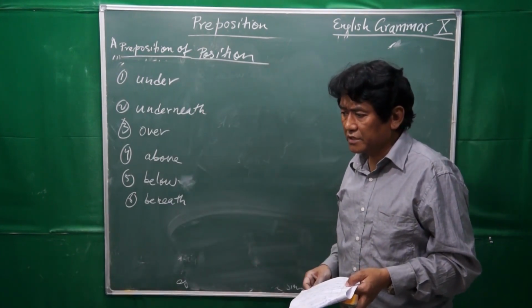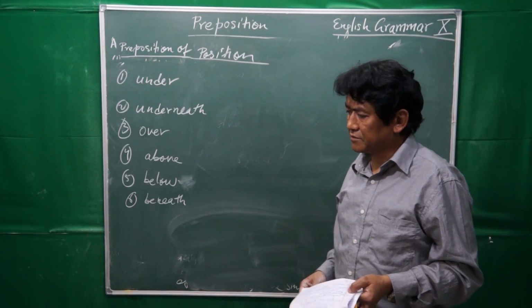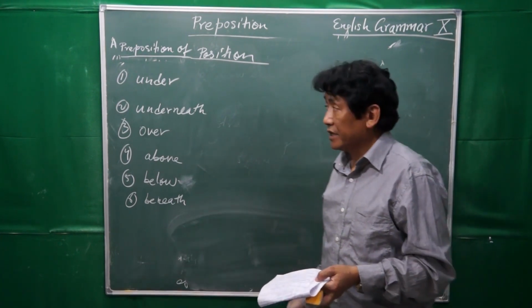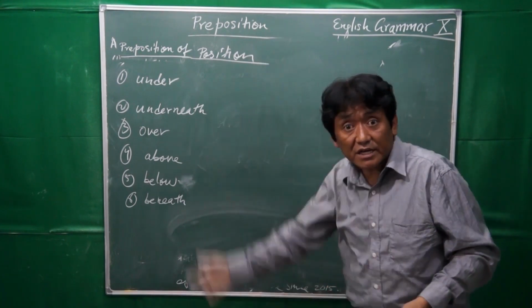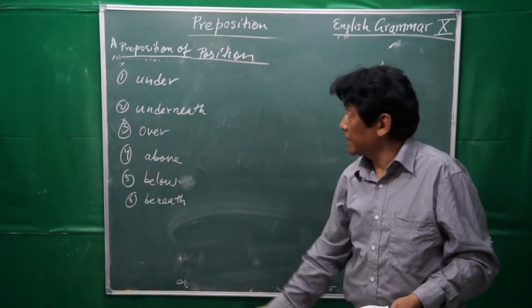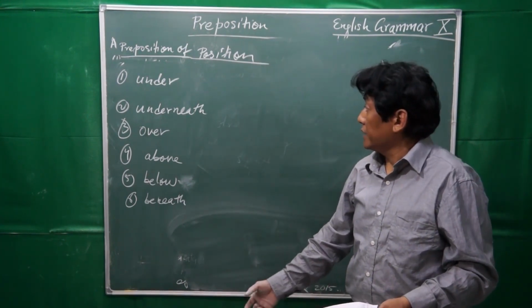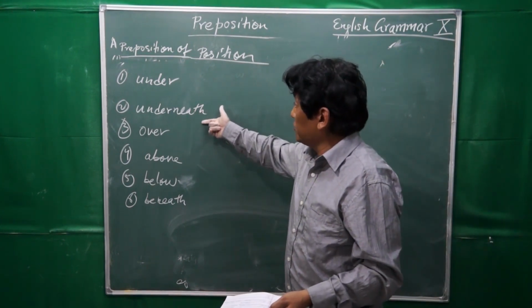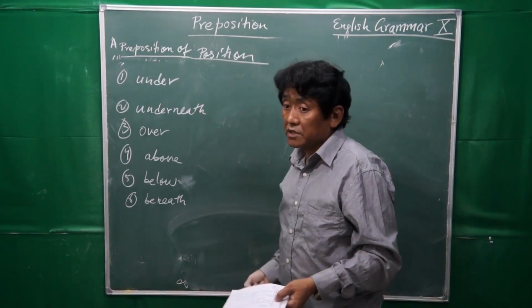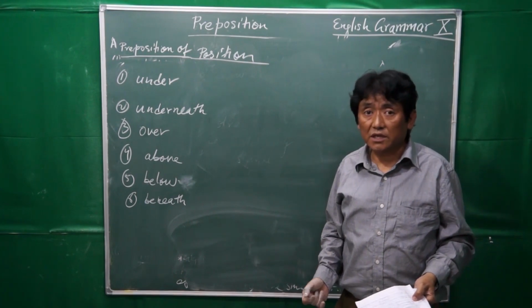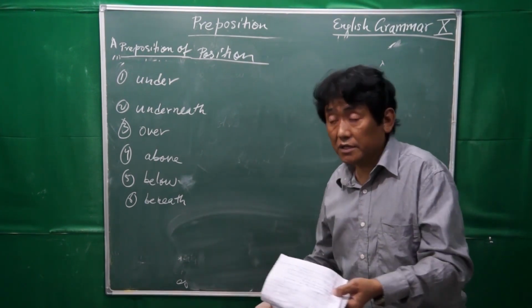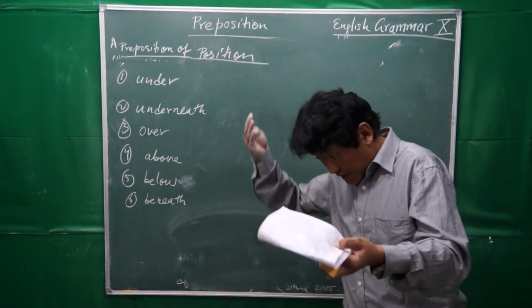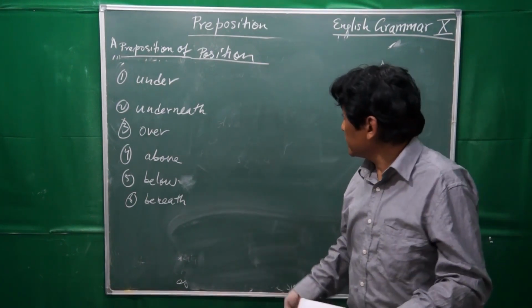Now see, under. Under is the position, right? Supposing a cat is sleeping under the table, I say the cat is under the table. In relation to that table, it is vertically under the table. It has to be vertically under the table. And somewhat same is underneath. You can say there's dust underneath the carpet, right? Underneath the carpet, there's dust vertically under the carpet, right?